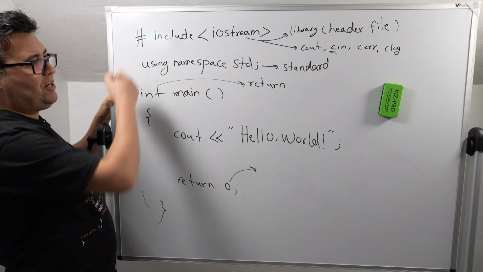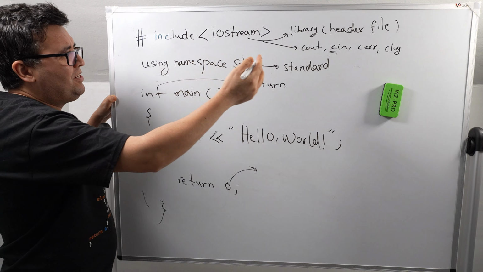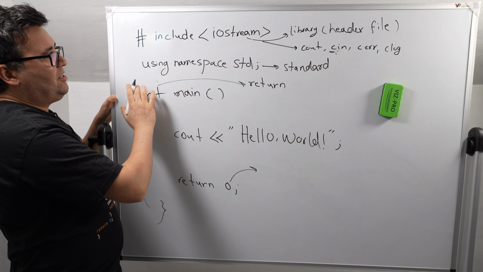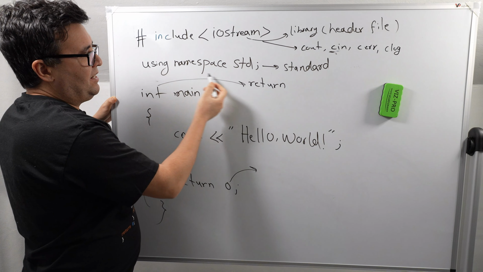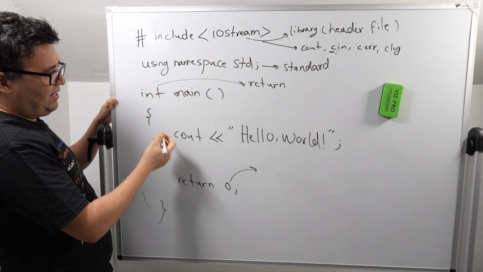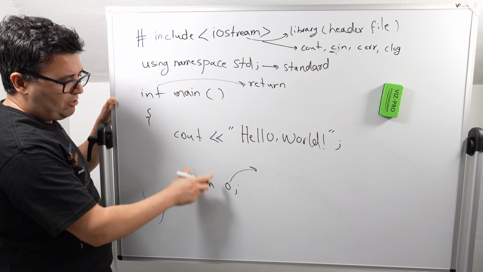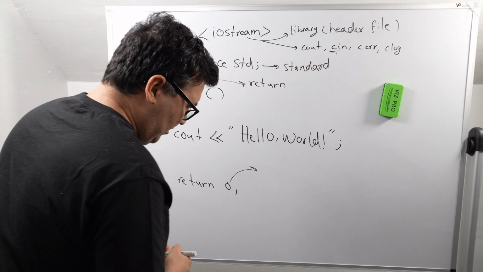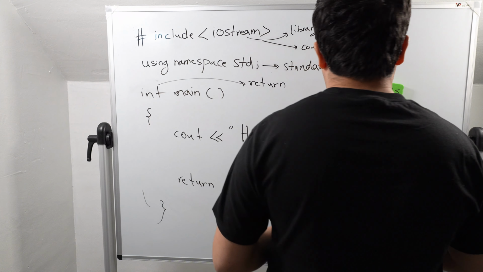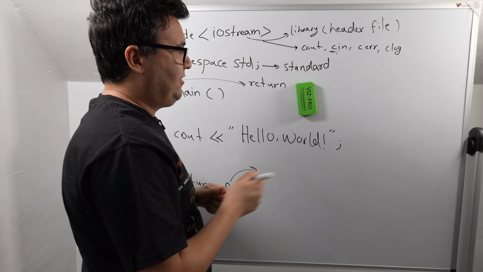So this was the first program in C++, and this is the structure of a program. Any program we write in C++ includes iostream, then using namespace std, and then we have the main function. Inside the main function, we write our complete programs. This is the structure of a C++ program. And when we write this program, we save this file as .cpp.